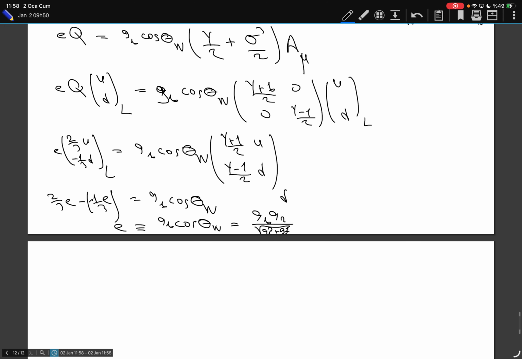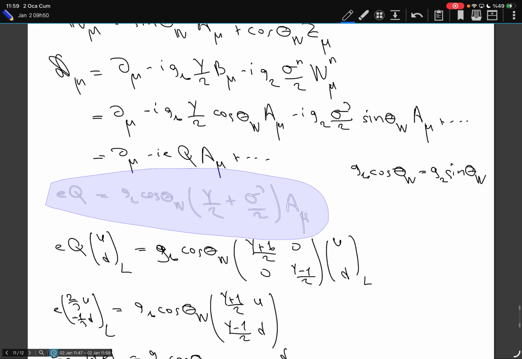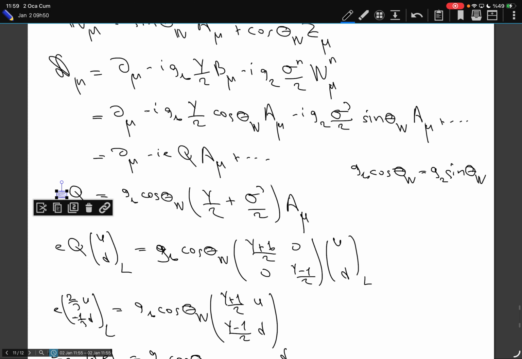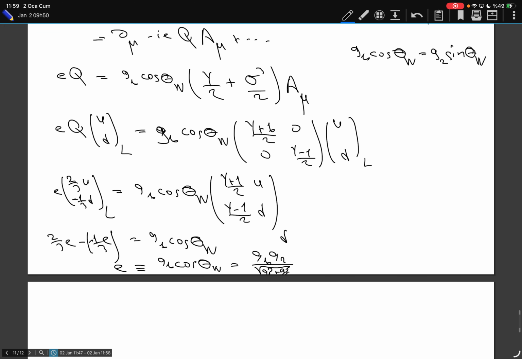So which tells me that the Q acting on, or let me go back here. Remember, now we found that e is G1 times cosine theta Weinberg. So Q, there's no A mu here. Q, the charge of any particle, is given as y over 2 plus sigma 3, let me write tau 3 here.